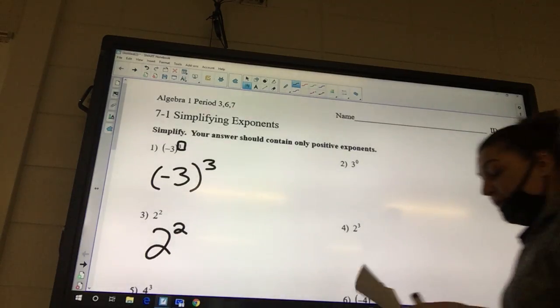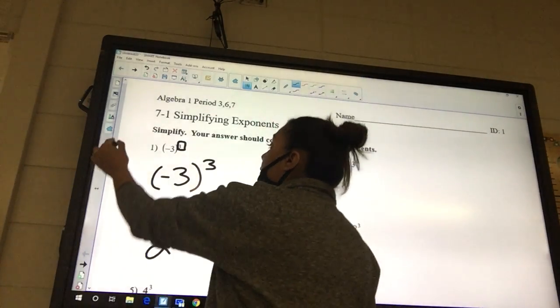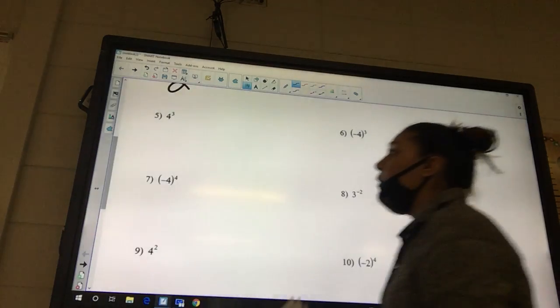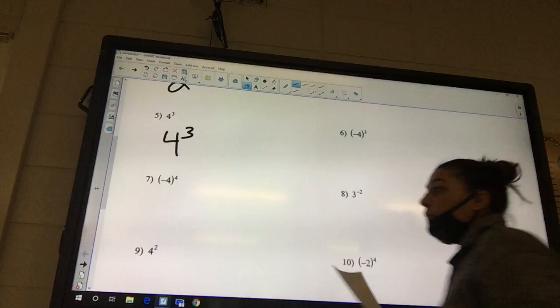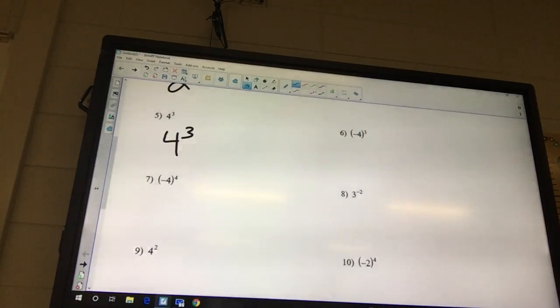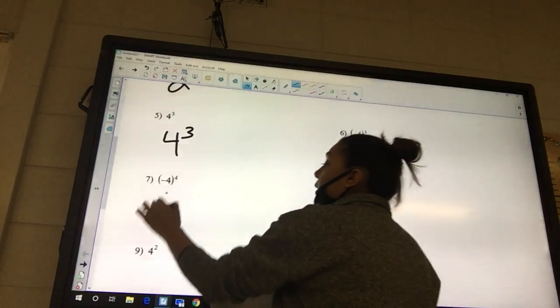Okay, look at 5. 4 to the 3rd. Are there negative exponents? No, so we leave it just the way it is. 7. No, so we're going to leave it just the way it is.